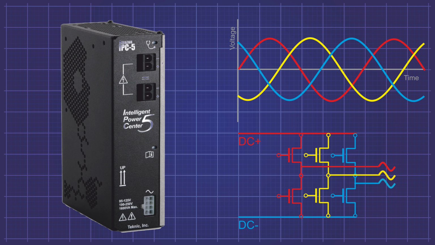On the left, we see the IPC5, which is the 75-volt DC power supply that Teknic sells to power these servo motors. Now, it's intelligent, as they say, but it's just a simple DC power supply with a positive and a negative terminal, so nowhere near any sinusoidal.